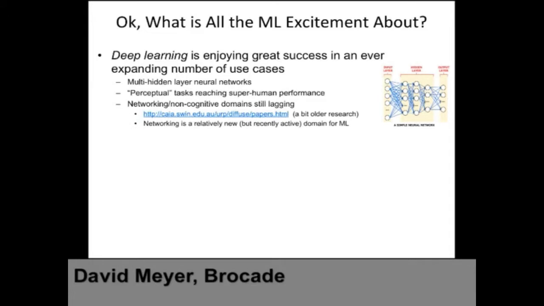Networking in these non-cognitive domains, anything that's not cognitive, is really lagging, although this one fellow at the IETF sent me this URL of some papers they worked on a long time ago that learned filters in the data plane. So maybe. But networking is a new and recently active domain for this, because there's a lot of us who are in networking, and there's a lot of venture capital available for anything that says it's machine learning, so there's a lot of activity.